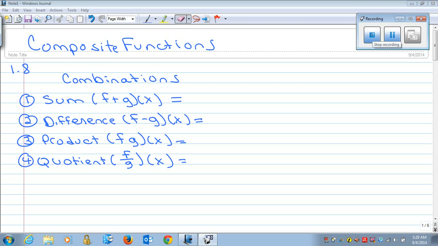Hello Bearcats! We're going to learn about combinations and compositions of functions. We're going to start with combinations. Let's take a look, and this is a bit of a review from last year.